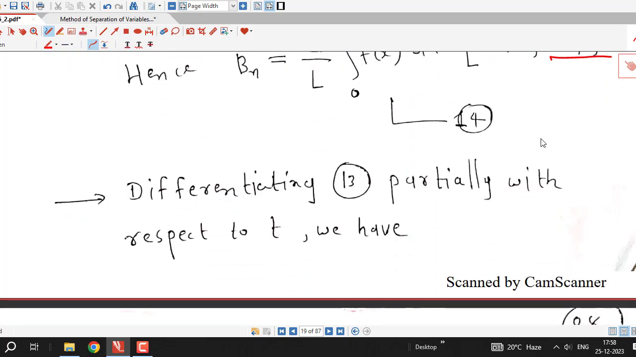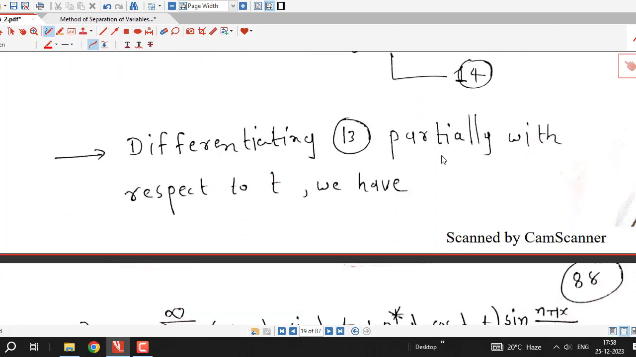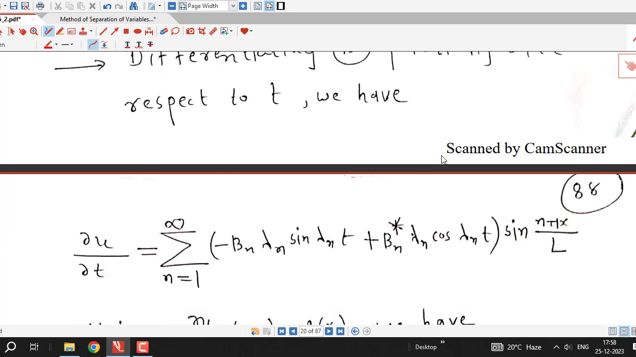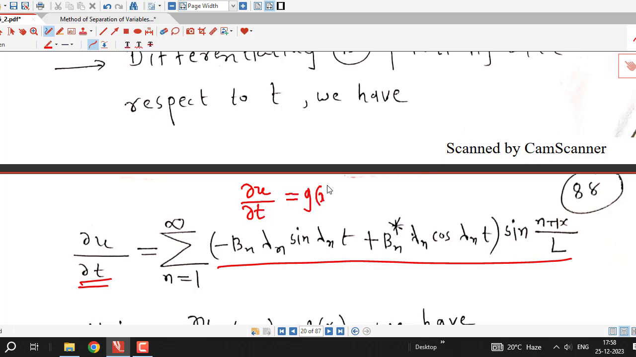So in the next step, we are differentiating equation 13 partially with respect to t, and we have written this derivative of u(x, t). Now we use that condition that del u by del t equal to g(x) when t equal to 0. That is, initial velocity is a function of x denoted by g(x). So in this equation, we take del u by del t equal to g(x) and we take t equal to 0.